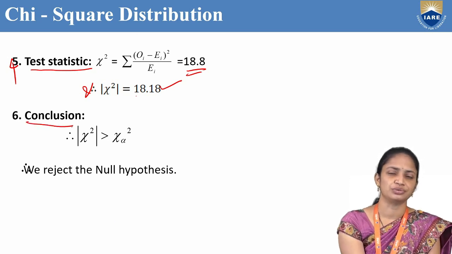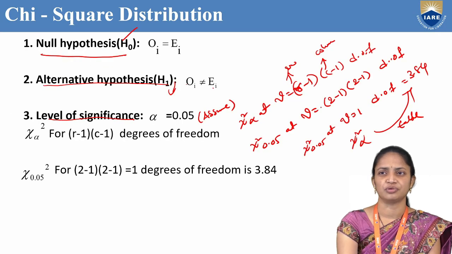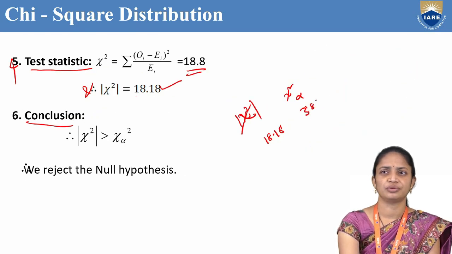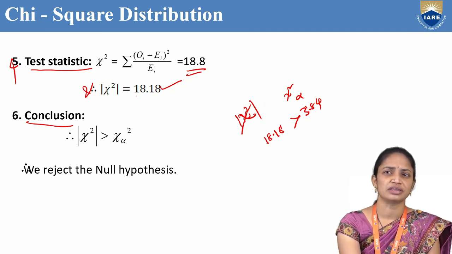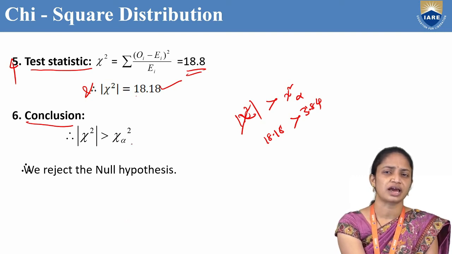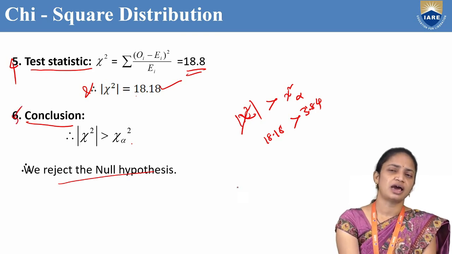So next one is conclusion. Here the chi-square value is 18.18 and the chi-square alpha value is 3.84. Obviously, 18.18 is greater than 3.84. That means the modulus of chi-square is greater than chi-square alpha. So if the modulus of chi-square is greater than chi-square alpha, in the fifth step we reject the null hypothesis.